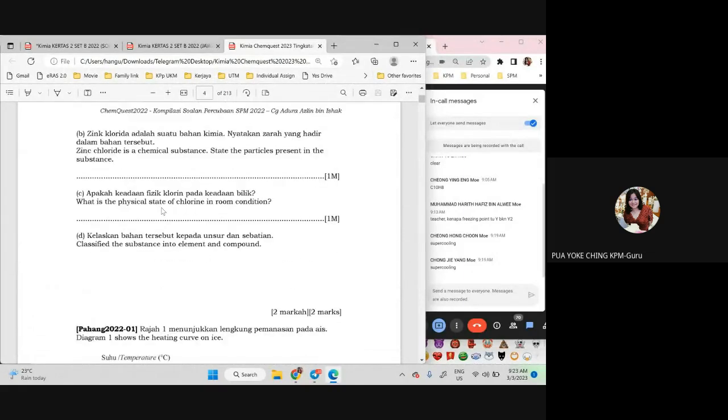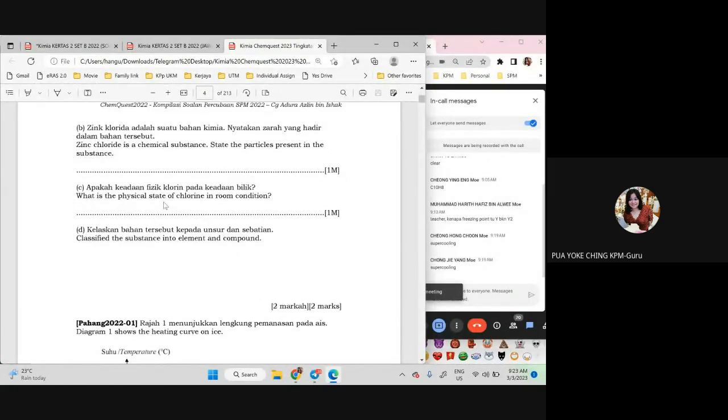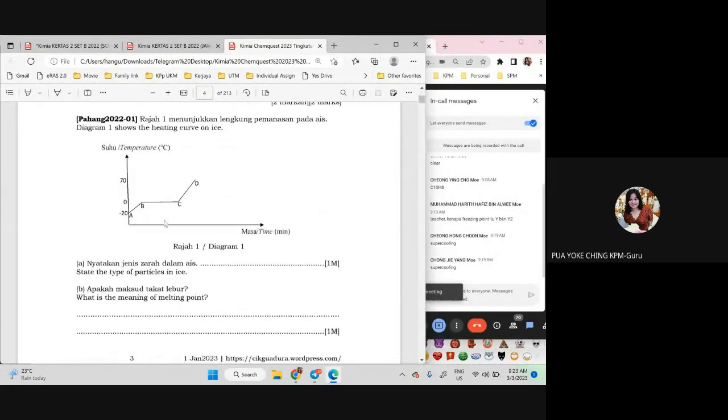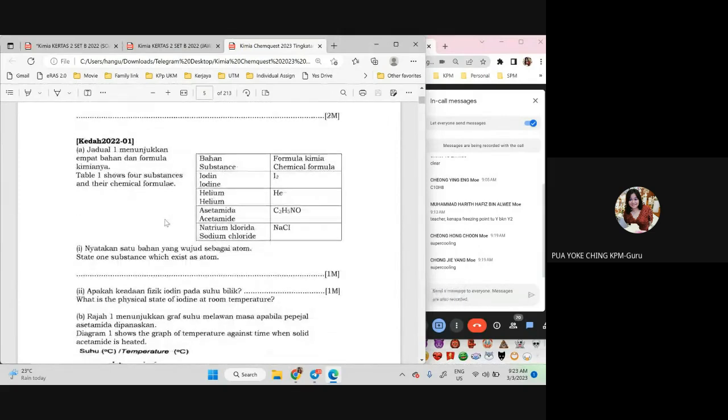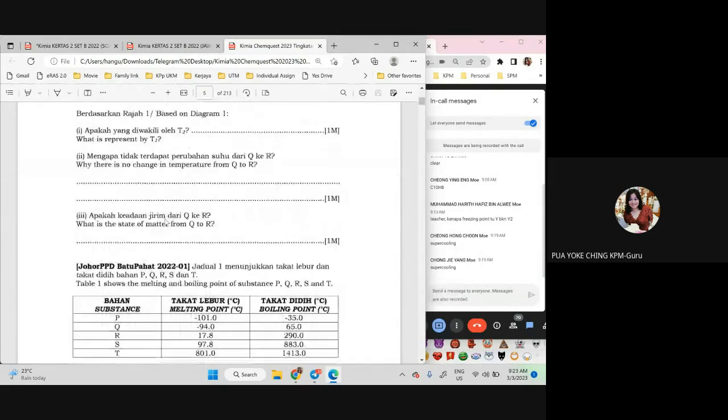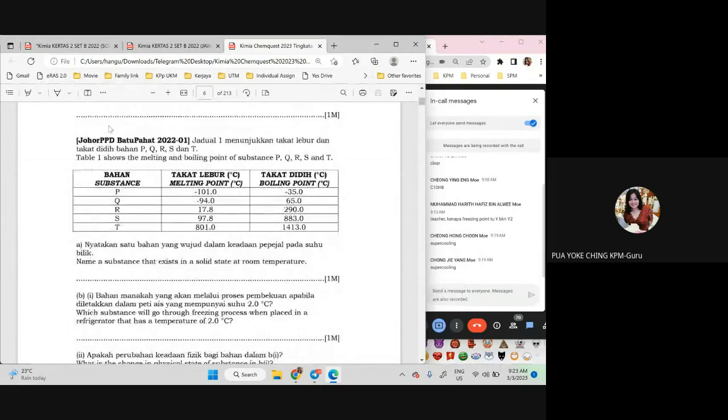Ask you about particles. Okay, cooling curve. Ada satu, this one. This is from Batu Pahat. Okay, identified state. Okay, kalau nak identify state, cara yang senang, dia dah bagi lebur didih.